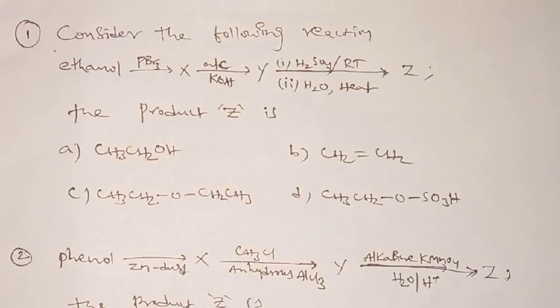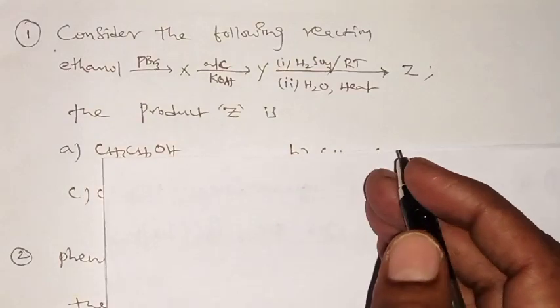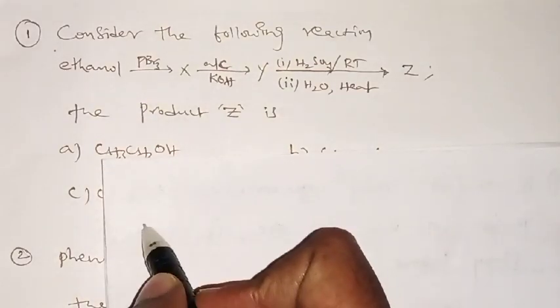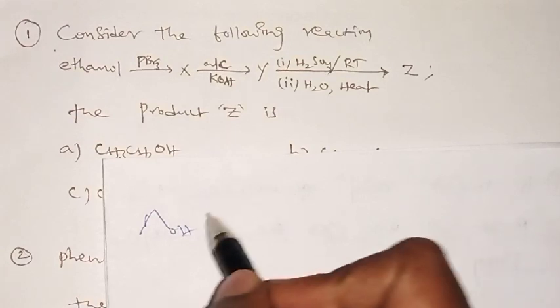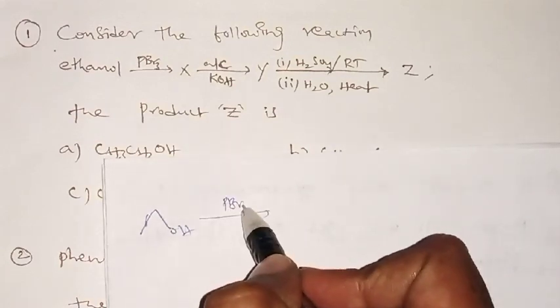See there, ethanol in the presence of PBr3 gives X, X in the presence of alcoholic KOH gives Y, Y in the presence of H2SO4 at room temperature with H2O and heat gives Z. The product Z is? This is the equation. If you observe, this is ethanol, C2H5OH, in the presence of PBr3.